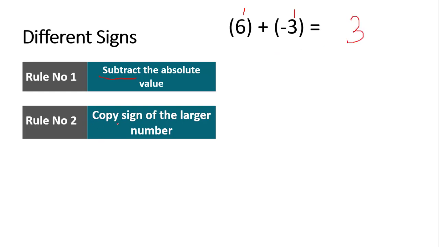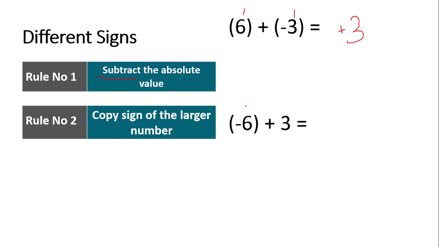Tapos, ang rule number 2 is kokopyahin natin yung sign ng larger number nila. Since 6 is bigger than 3, we will adopt the sign of 6. We have positive. So, positive 6 plus negative 3, the answer is positive 3.